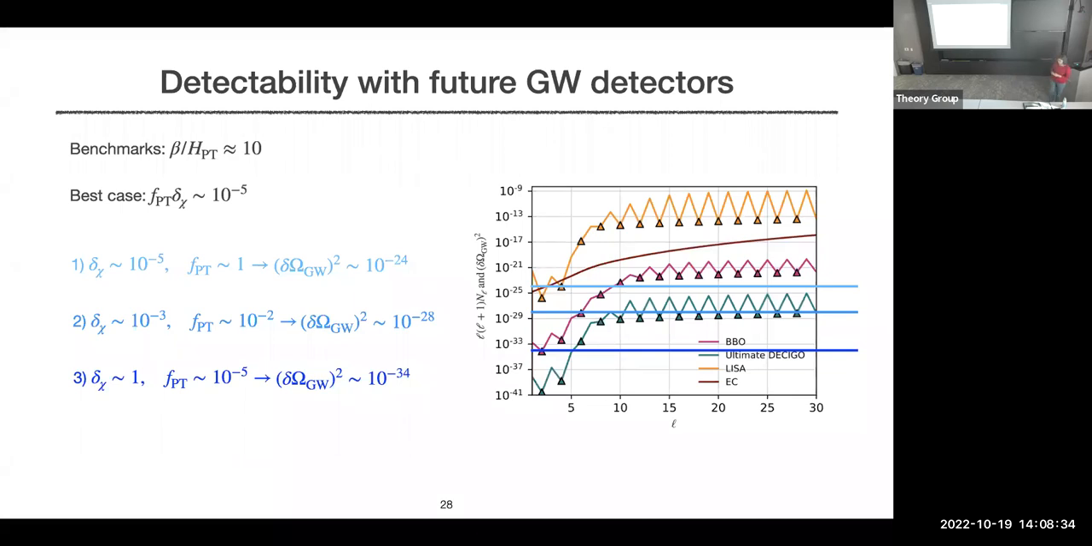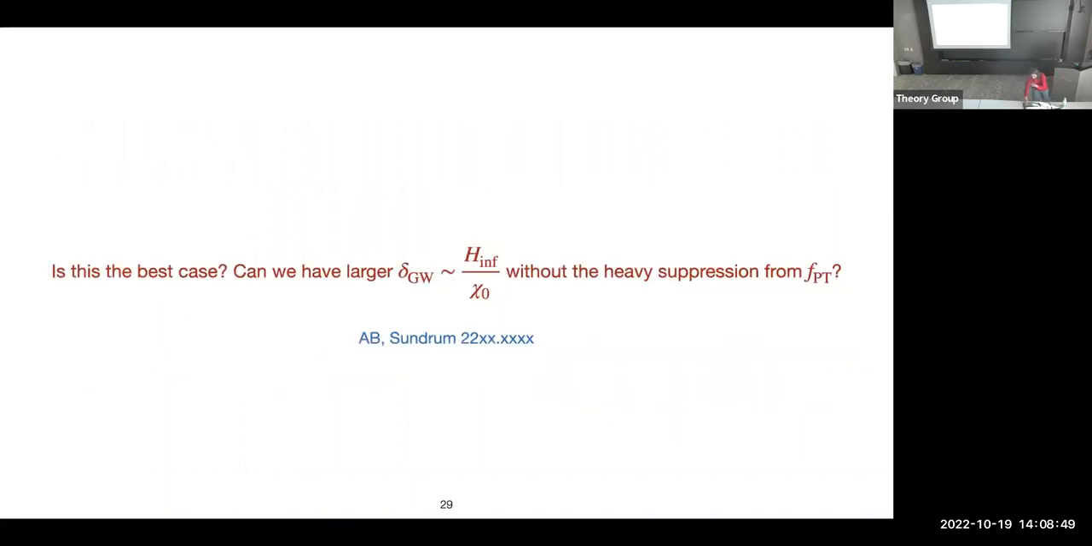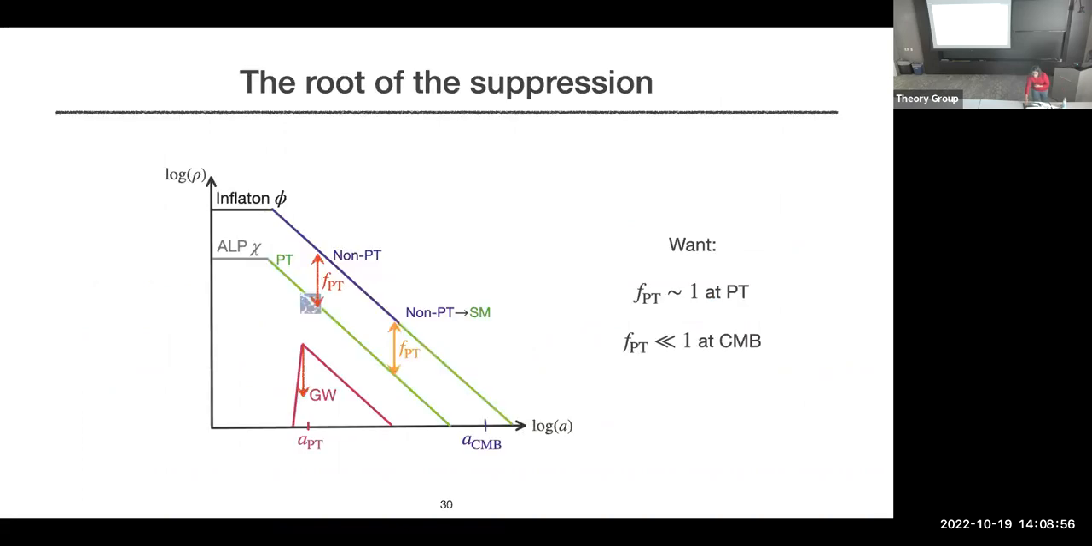Yeah, so our aim would be to see if I can target these large anisotropies at LISA. At least a few multipoles here, like this one. Okay, so that's our aim. Can we do better? Is this inevitable, or can we get rid of this FPT suppression?